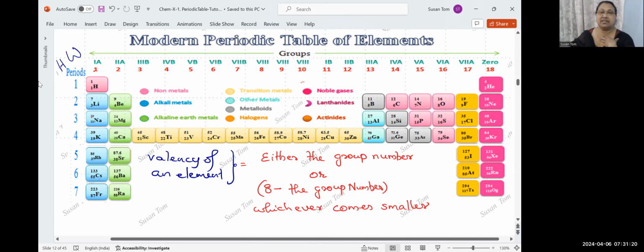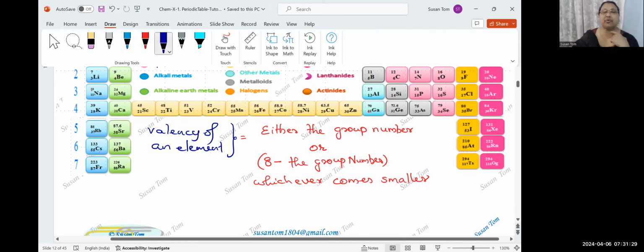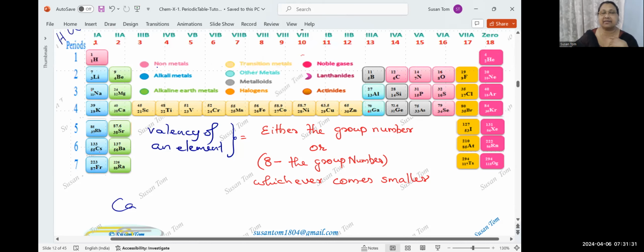This valency to know is very, very important. Instead of by hearting, certain things of this kind you learn. Suppose if I want you to write the formula of calcium nitride. For example, I'm just showing you calcium nitride. Can all of you try? What is the formula of calcium nitride? In class 9, you studied about the criss-cross method.